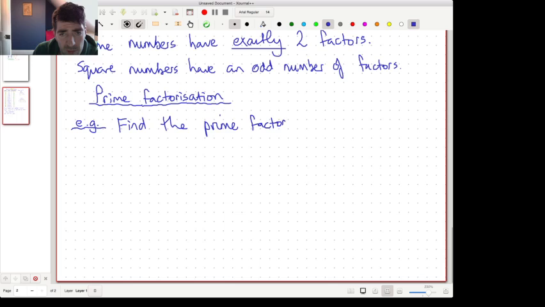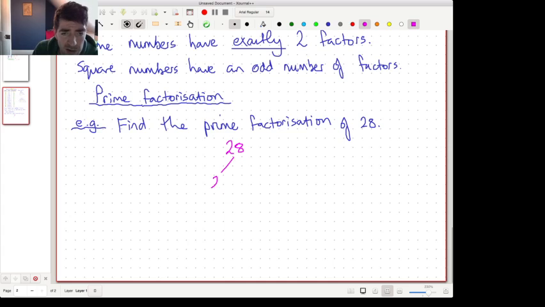Find the prime factorisation of 28. Okay, so you would have done this before. So this is the sort of thing where we can say, right, 28, I need to factorise it into prime. So I need to find prime factors of 28. So the best way to do this is we do it with our sort of factor tree.